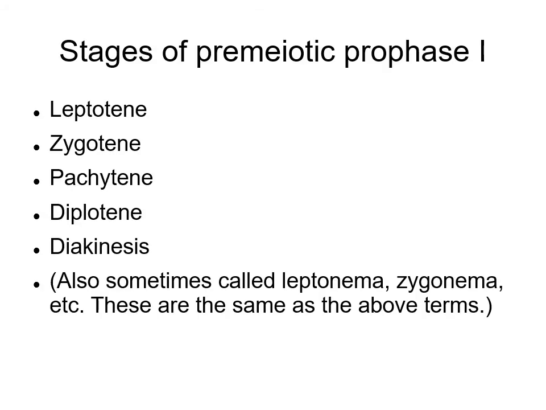You don't have to know these, but I would like you to understand what's happening during the process. There are actually 5 stages of premeiotic prophase 1. These are called leptotene, zygotene, pachytene, diplotene, and diakinesis. It's not important to know the names, but to know the order of the processes, I think, is something to think about.